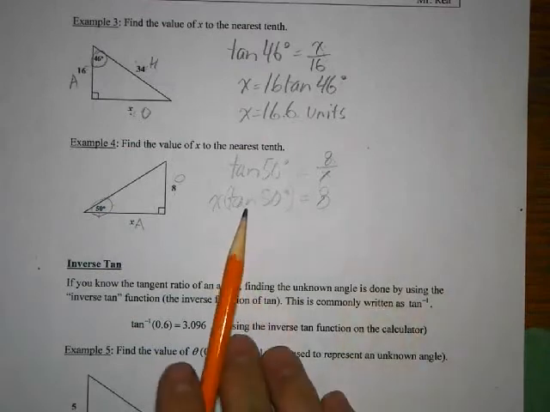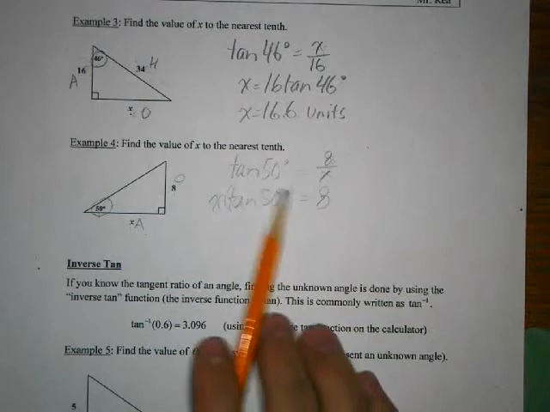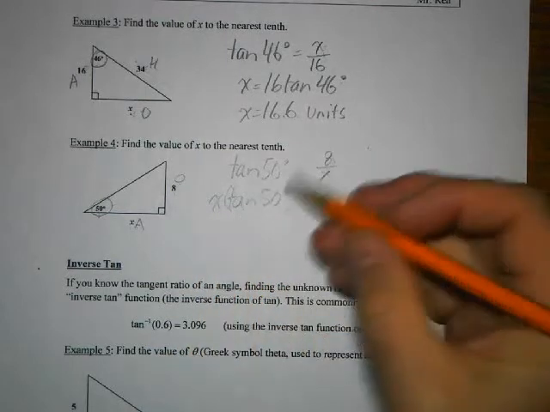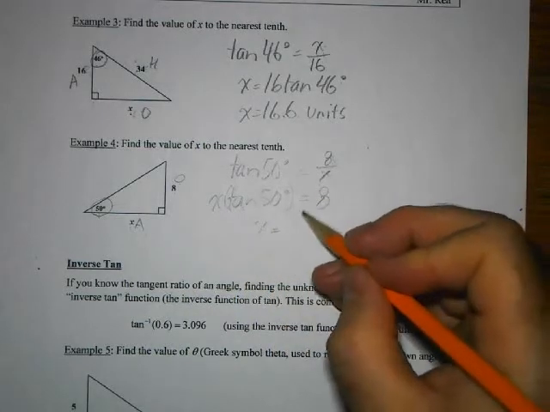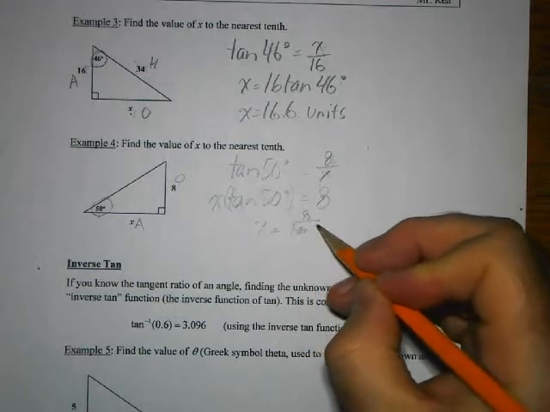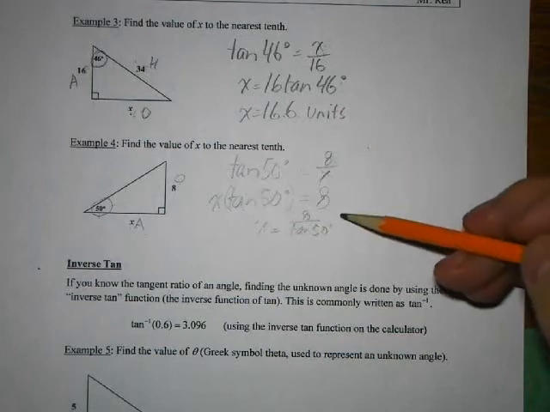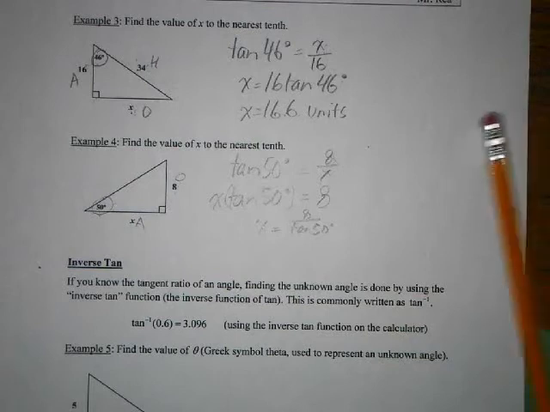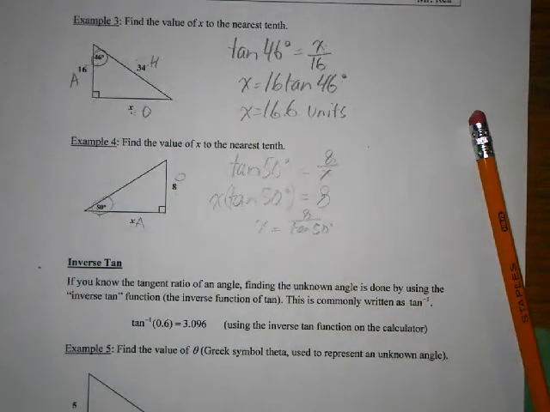So if I want x by itself now, I want to get rid of the tan 50. Right now x is multiplying with tan 50, so we're going to divide both sides by tan 50. I'm going to get x equals 8 over tan 50. This one's different than before because we weren't dividing by the tan calculation before. So you have to be a little careful with this one. Everyone's calculators are different, so sometimes you're going to have to put brackets.